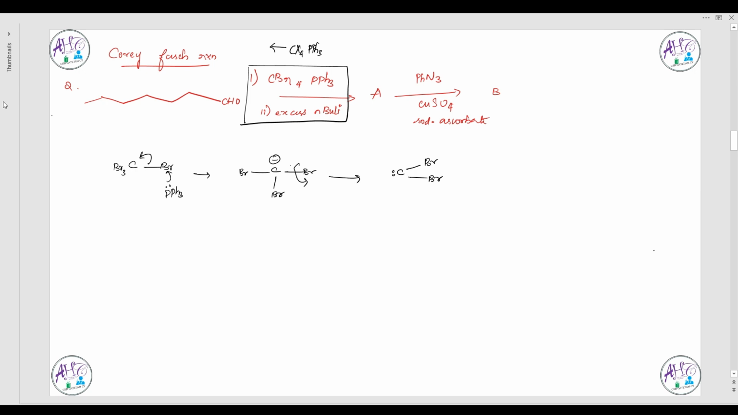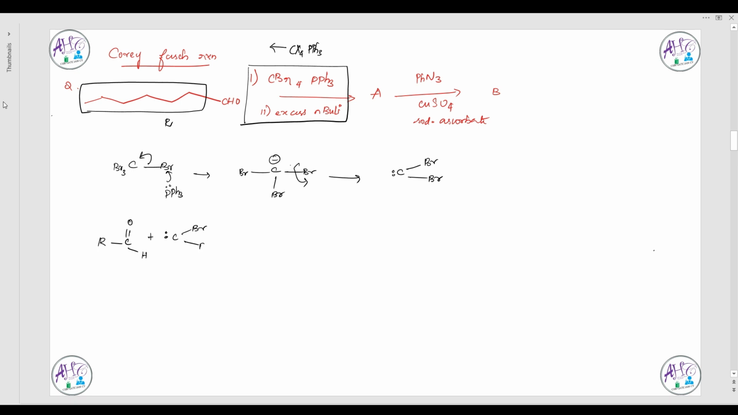So let me write this entire group. Let me put this entire chain as R. So this is going to be R, C double bond O single bond H. Okay, so now we are going to react it with your carbene.